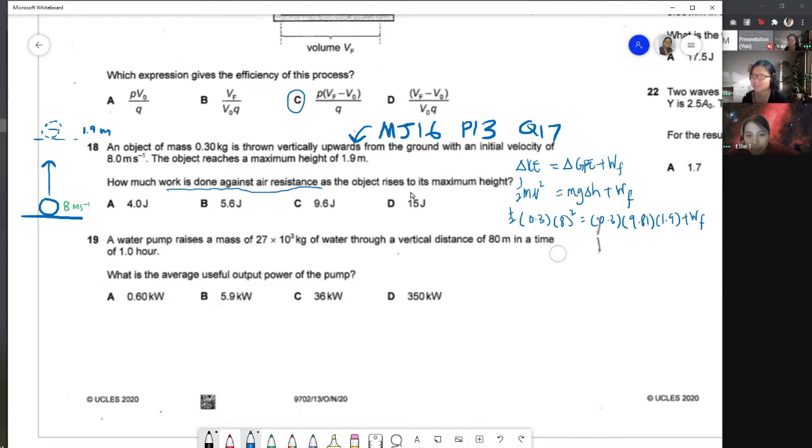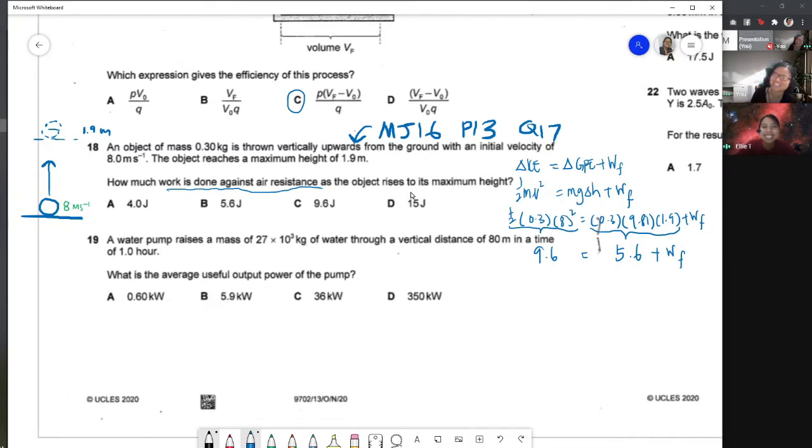Okay, let's see what the setter is thinking. Let's calculate this one. 4.4 joules. What is this? I think this is 9.6. I think this is 5.6. And this is WF. Do you guys see the trap here?